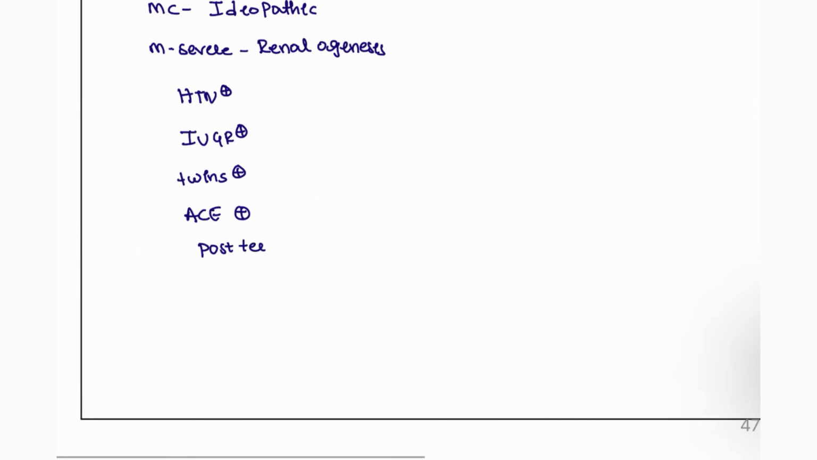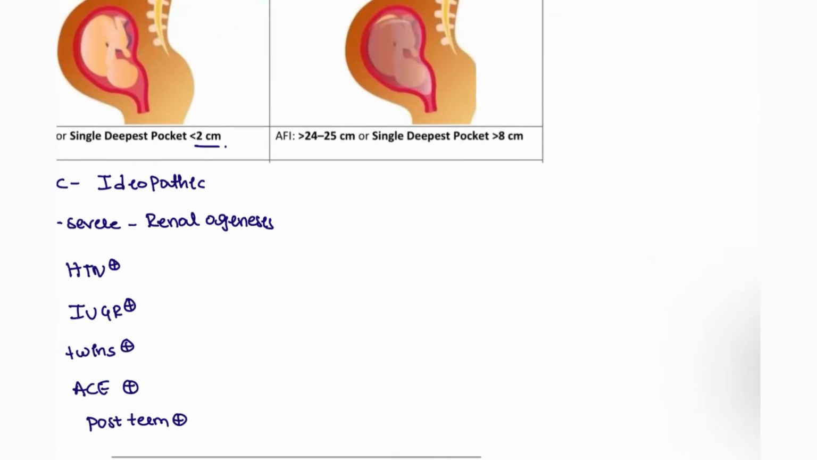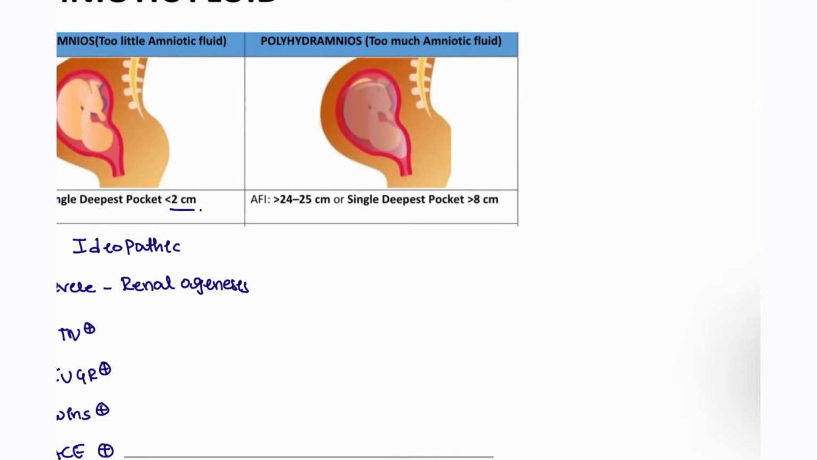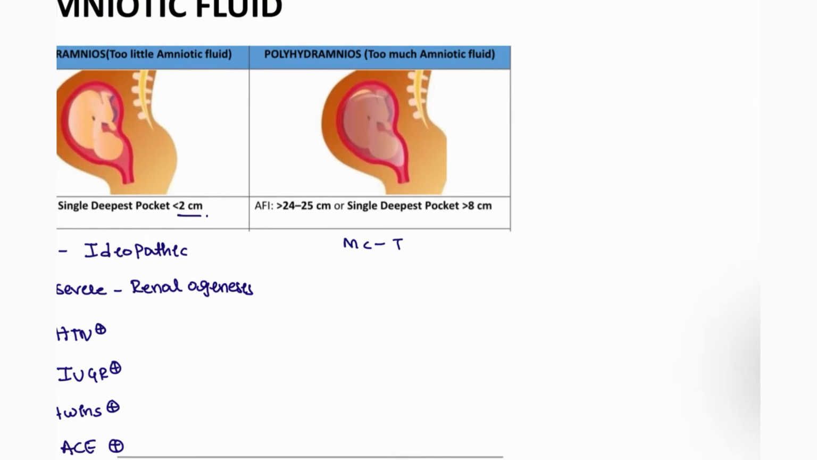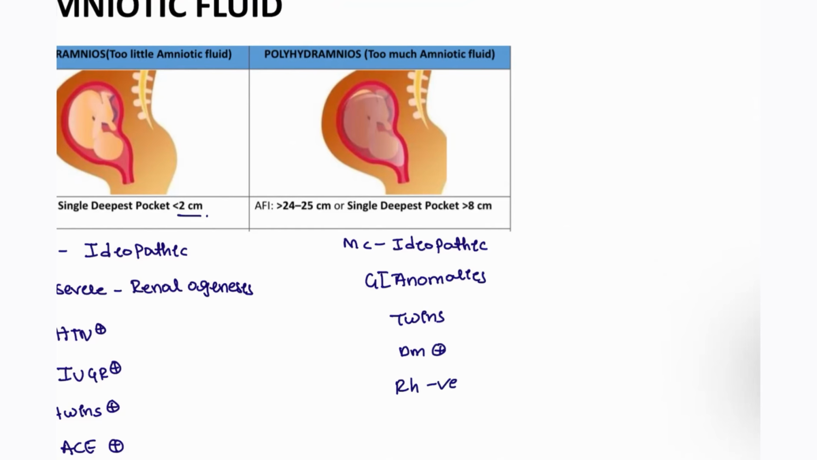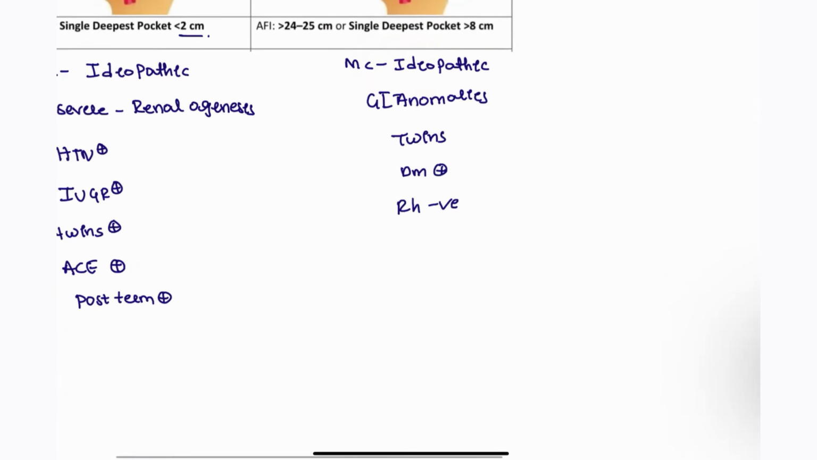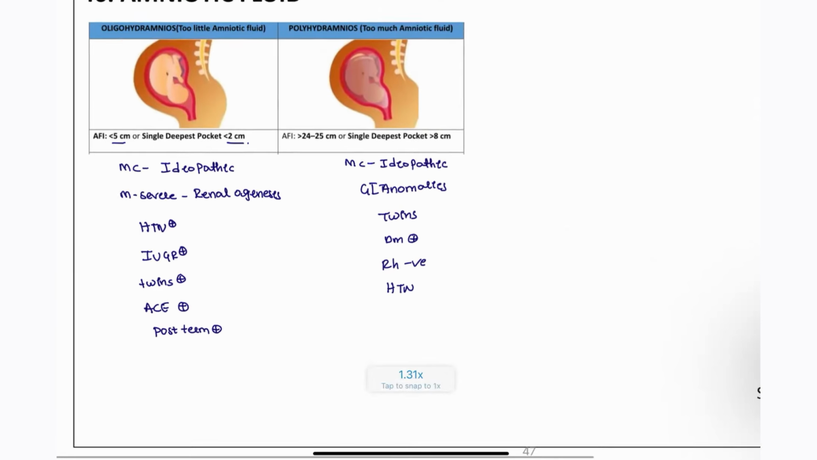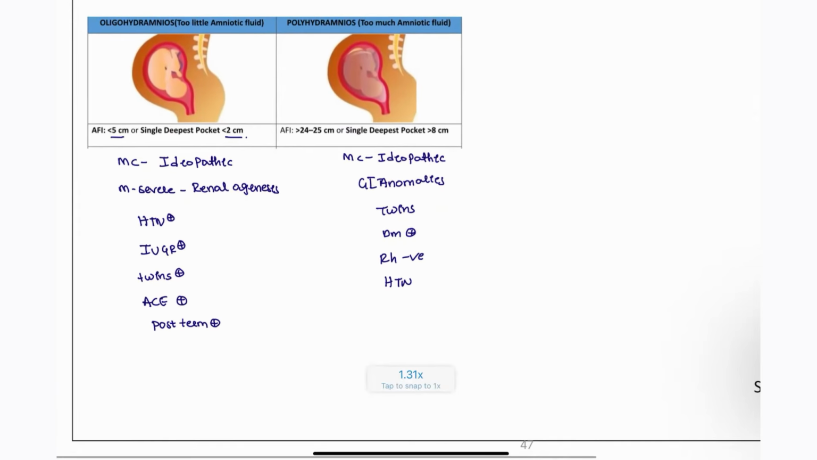and also those who are post-term. Okay, post-term also seen. Next, coming to polyhydramnios. This is also most commonly idiopathic, and GI anomalies such as esophageal atresia. Again, twins, diabetes mellitus patient, Rh negative patient, and also those who are suffering from hypertension also seen. Okay, these are some of the causes for oligohydramnios and polyhydramnios.